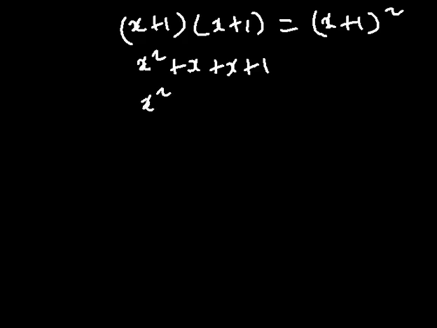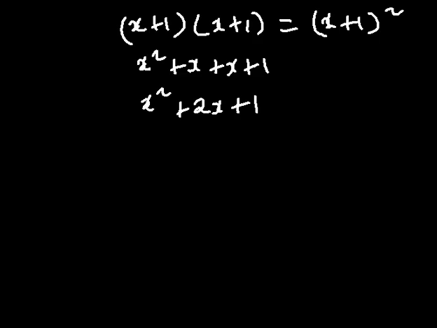This is the same as x squared plus 2x plus 1. What we have is a quadratic expression which is said to be a perfect square.